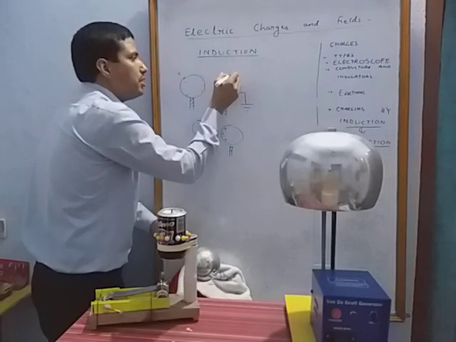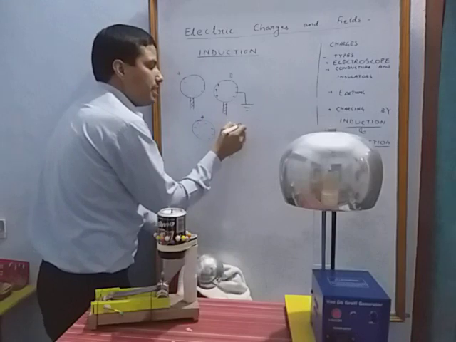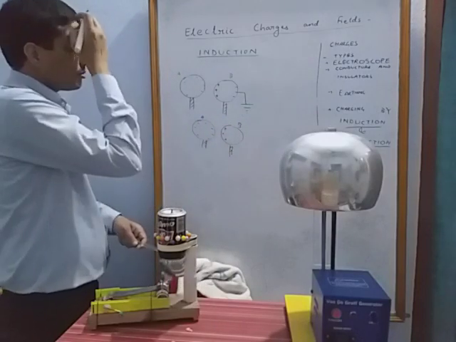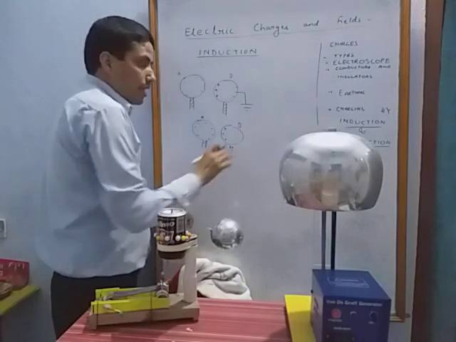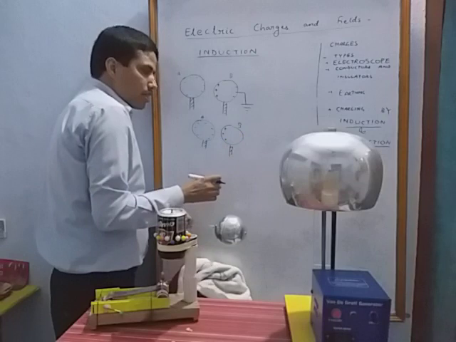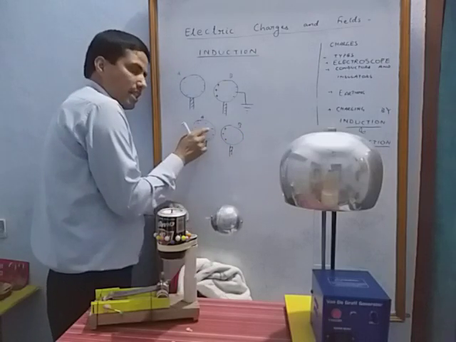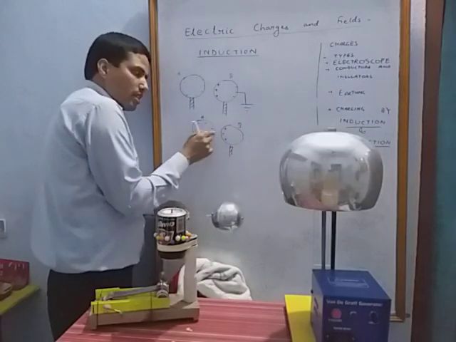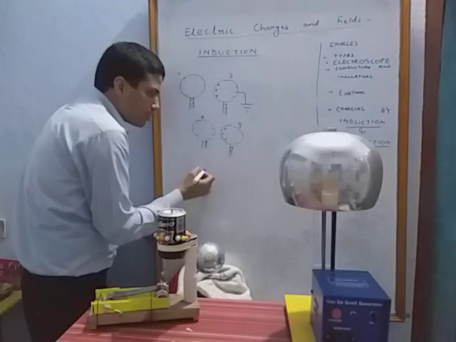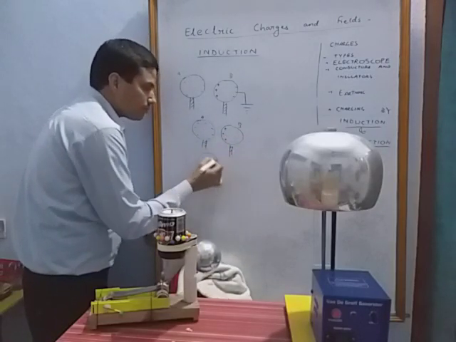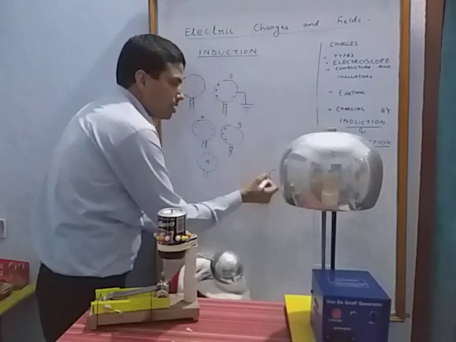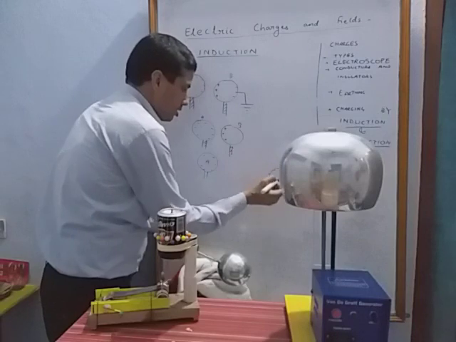This is A, this is B. And then after earthing, we will remove the earthing. When we remove the earthing, because of the attraction, these positive charges will remain here. And then we will separate it. We will take it far. This is A. We will separate B quite far.